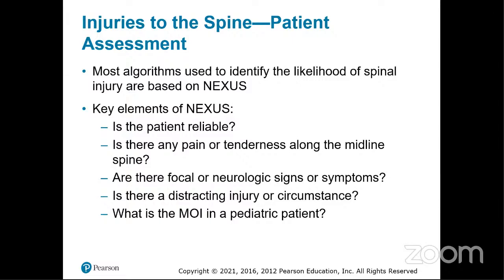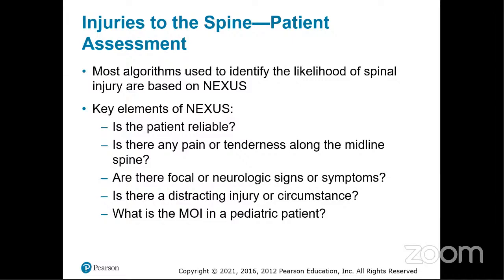I guess I forgot circumstance with that one. So if they were in a car wreck with a spouse or child, and your spouse or child is hurt or dead, is that a distracting injury? And what is the MOI in a pediatric patient?